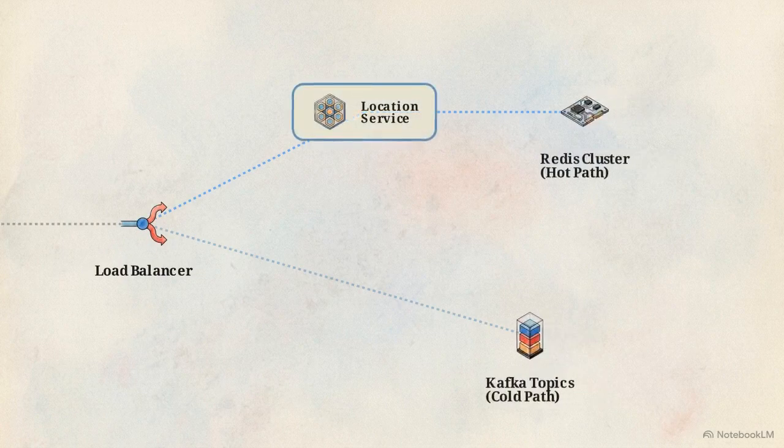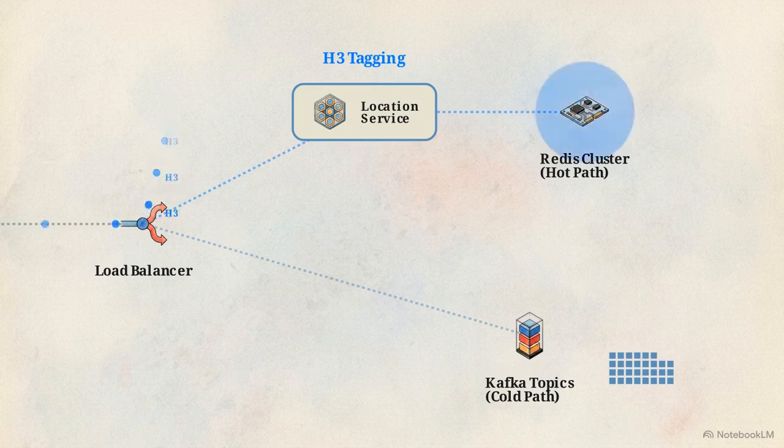The ingestion pipeline must be strictly bifurcated. Traffic hits a load balancer and immediately forks into a volatile hot path and a durable cold path. On the hot path, the location service maps the incoming GPS ping to its H3 cell ID and writes it to an in-memory Redis cluster for matching.